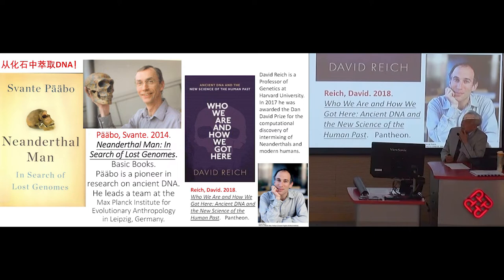And so, this book was published in 2014, but for the past decade, ancient DNA has been marching along very, very rapidly, making good progress. And this geneticist at Harvard University, David Reich, recently, this last year, put out a very good book summarizing the findings of ancient DNA and modern DNA in order to answer the question, who we are and how we got here.